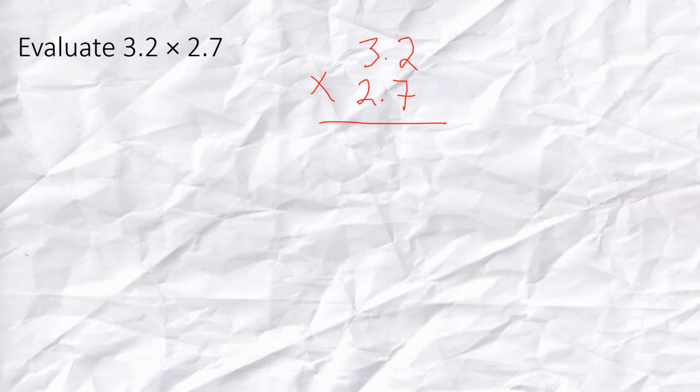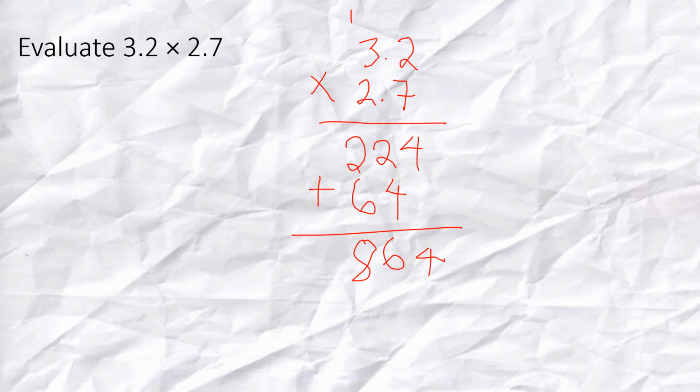For this next example, we have 3.2 times 2.7. So we begin with the first digit, which is 7. 7 times 2 is 14. Regroup 1. 7 times 3 is 21 plus 1, 22. 2 times 2 is 4. 2 times 3 is 6. We can now add the partial products. Bring down 4. 4 plus 2 is 6. 6 plus 2 is 8.